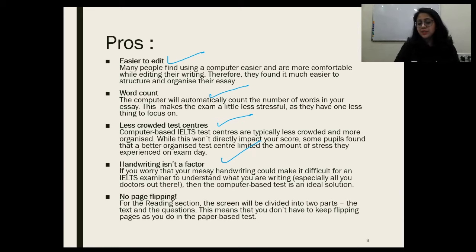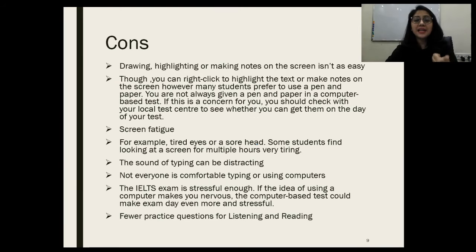All right, let's move to the cons. Now, drawing, highlighting, or making notes on the screen isn't as easy. Like I mentioned earlier, it's very, very important that you make arrangements. You get to practice this properly, the process of using the computer, the laptop, comfortably, in regard to your speed and your comfort level. Remember, it's 3 hours of continuous non-stop sitting before the system.